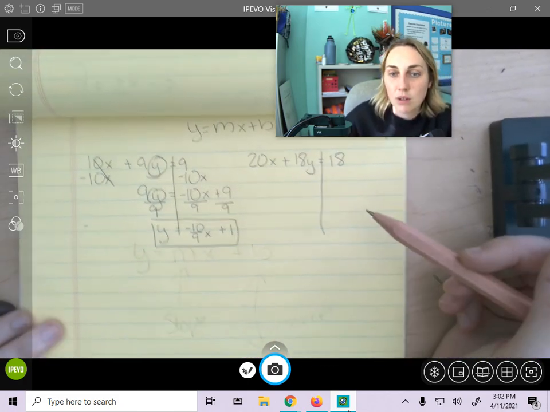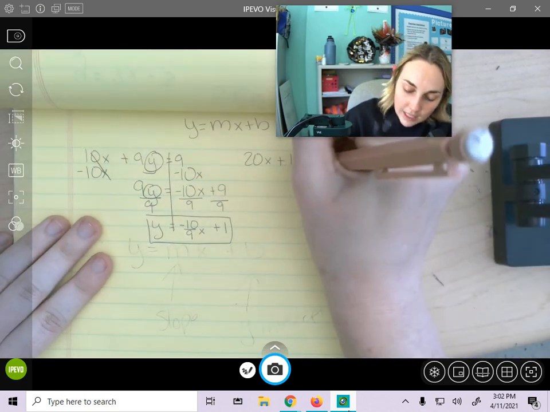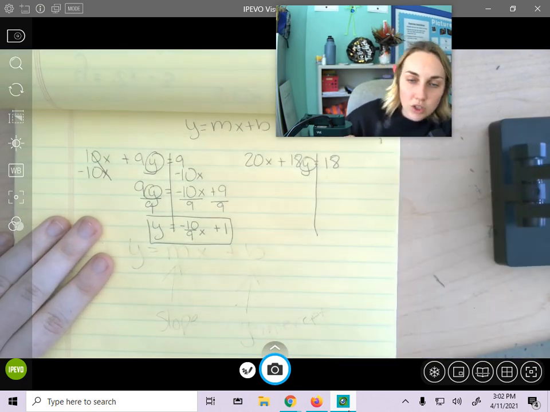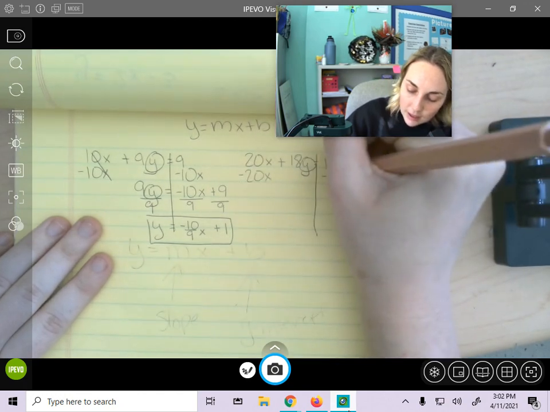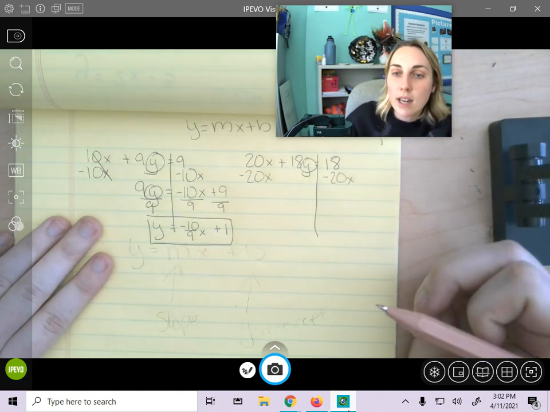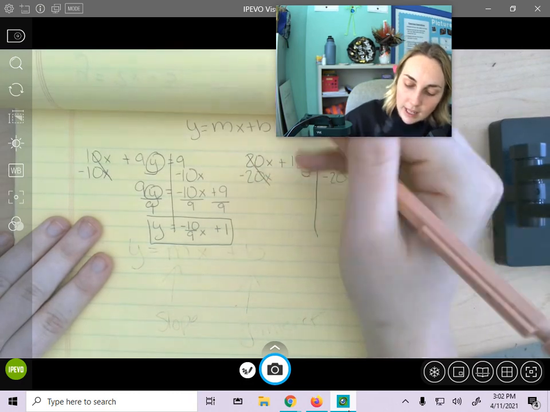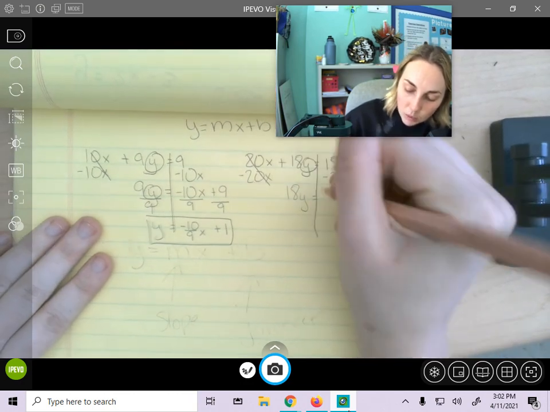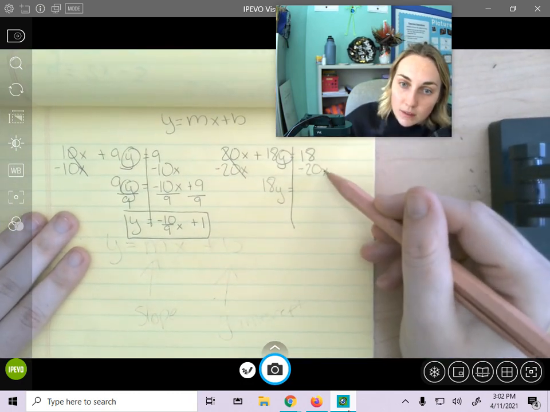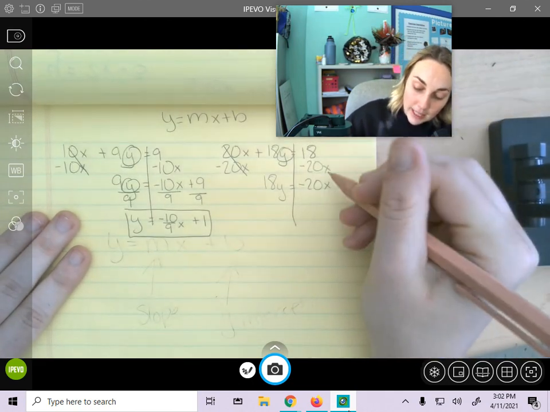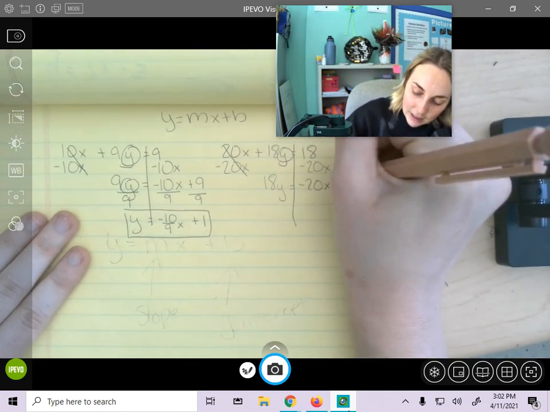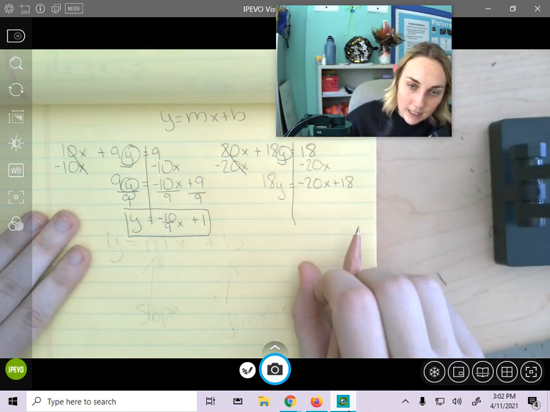So now I need to do the same thing over here. I need to get y by itself, so I need to get rid of this 20 first. I've got to do the opposite of positive 20, which is a negative 20, and I did it on both sides. These canceled out. I'll bring down my 18y. These are not like terms, so I've got to write out the whole thing: negative 20x, and I put the x first, plus 18. This is a positive 18, so I'm going to put plus 18.